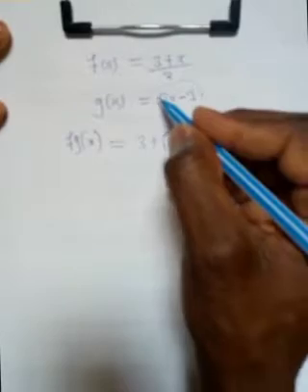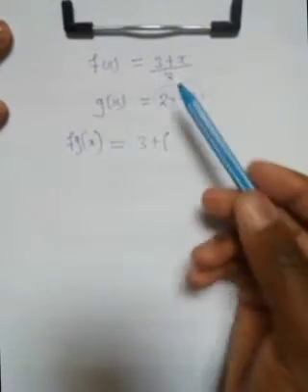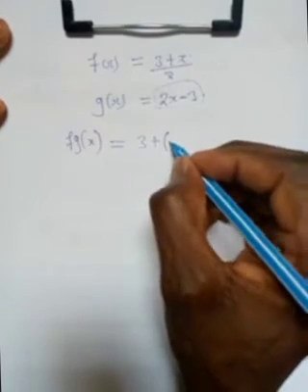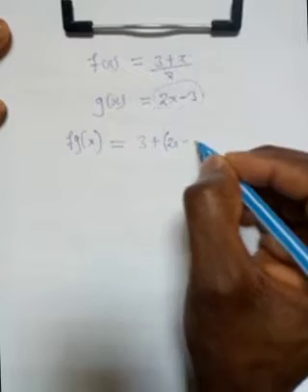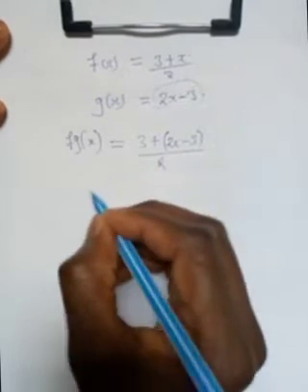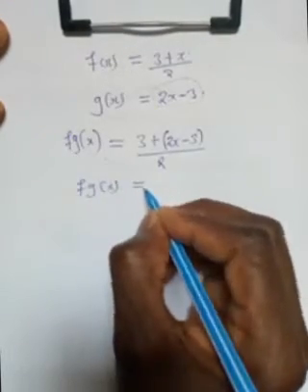Very, very important. You have to put it inside the brackets, so that you avoid being disturbed by the negative, which might be part of this one. So I'll put everything inside the brackets, like this. You divide this by 2. So meaning that f of g of x, you're going to get it as what?